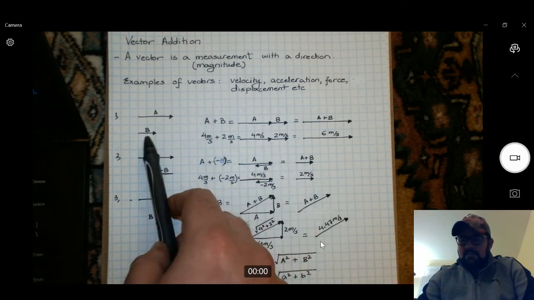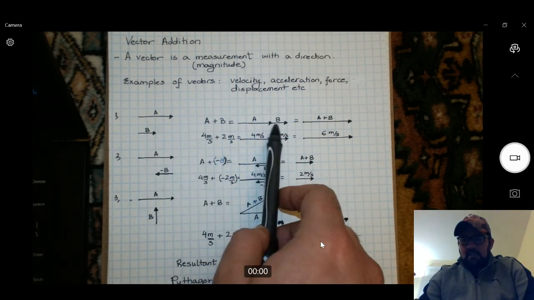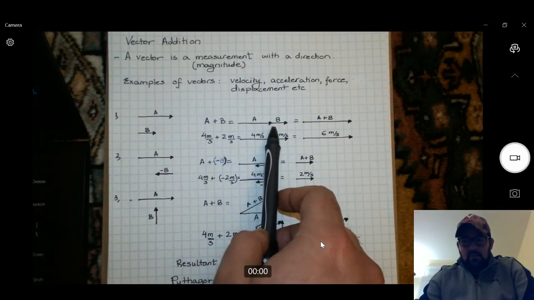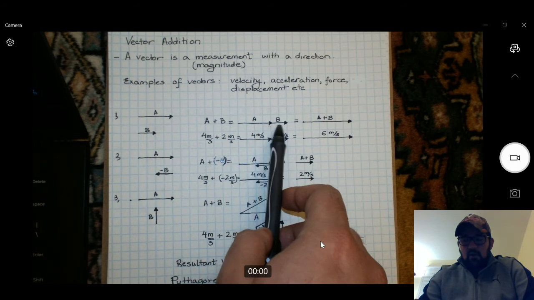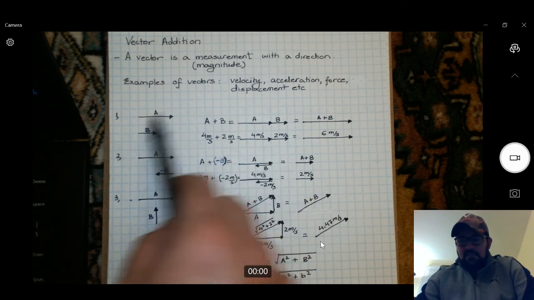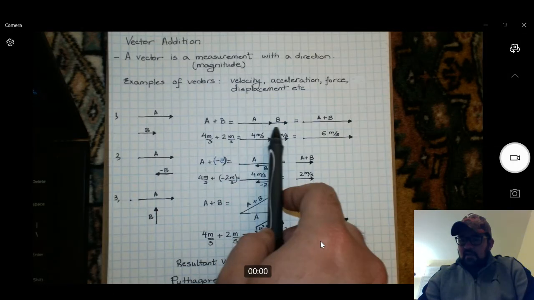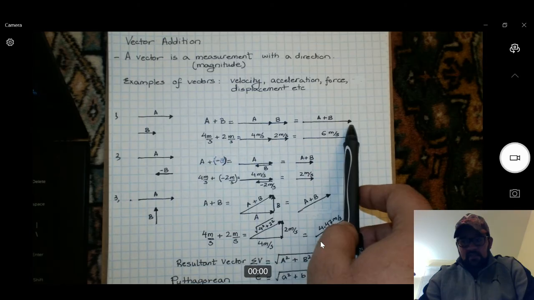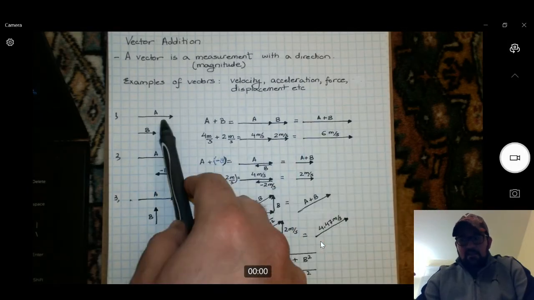So what I've done is I picked up vector B and I've placed it in such a way that vector A and B are now touching head to tail, and that's a very important piece of vector addition. Always rearrange them so that they're touching head to tail. This is the head of the vector, this is the tail of the vector. So as you can see, vector A and B are touching head to tail, and this would be the resultant vector. This is the sum of vectors A and B.